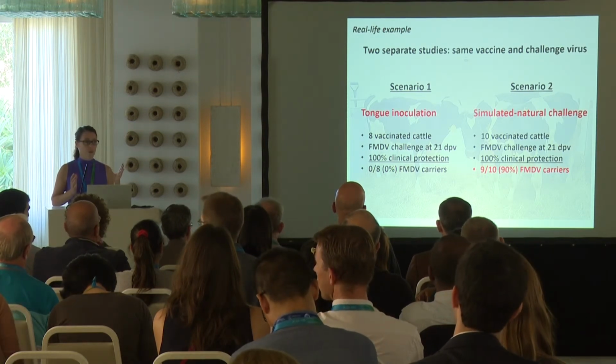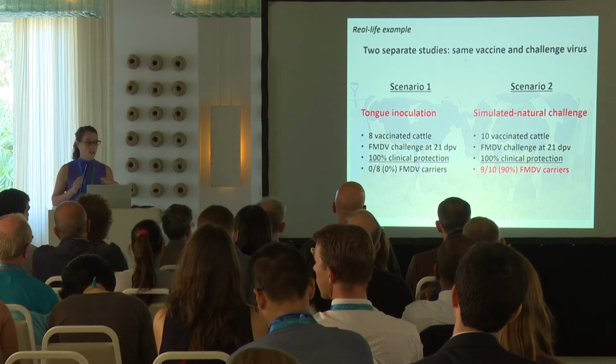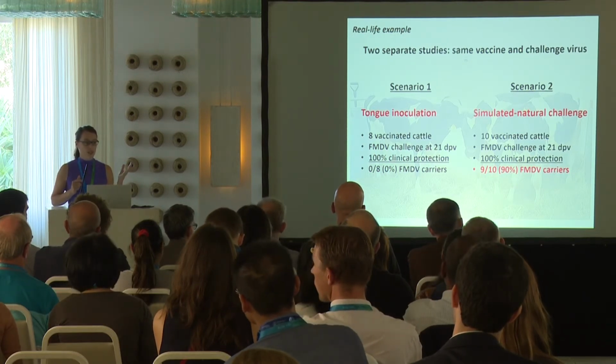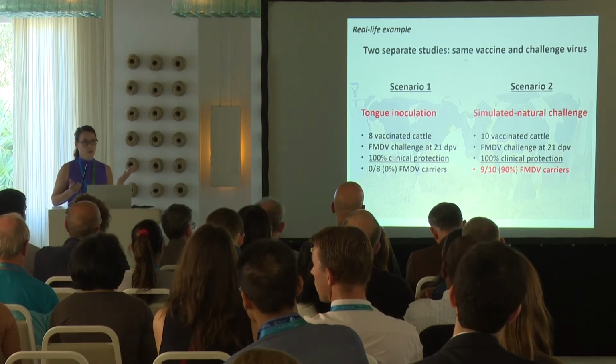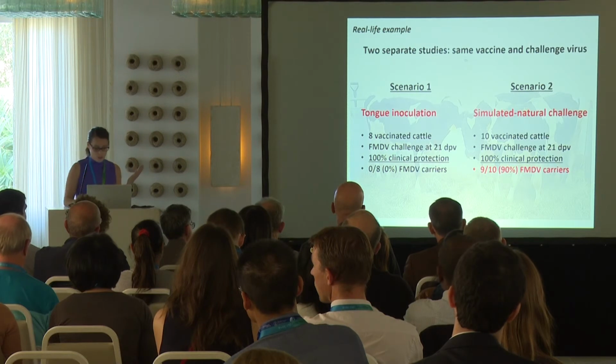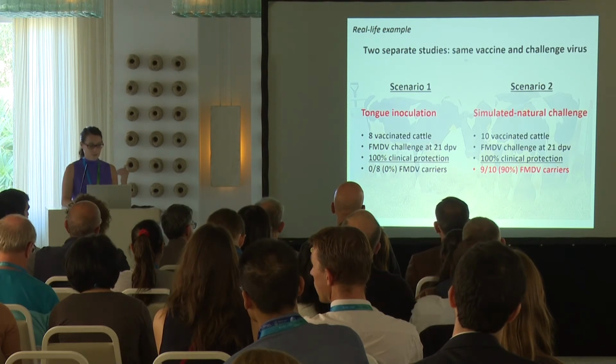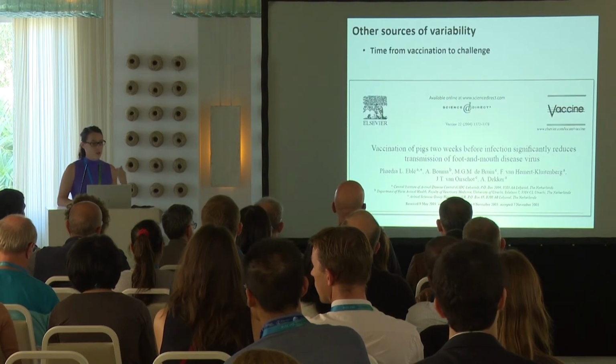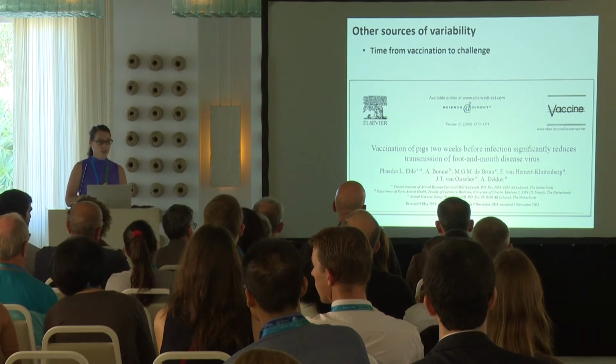The clinical outcome was completely the same. There was no clinical disease, no viremia. But in the first experiment, we didn't have any carriers at all, but when that was repeated, we had a prevalence of persistent infection of 90%, which was a bit different. And of course, there are multiple other sources of variation in vaccine studies. I'm just going to pull up a few examples from published literature.